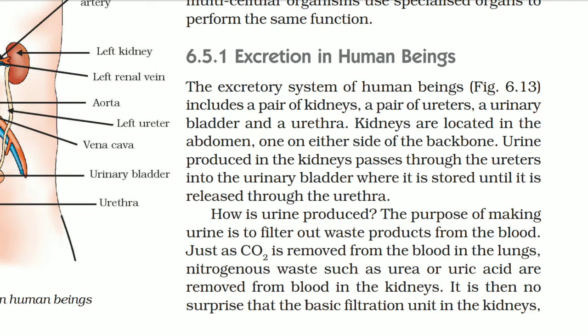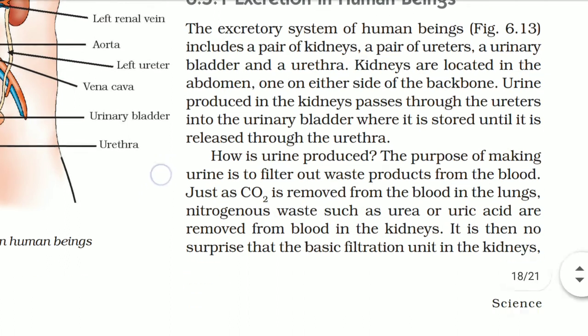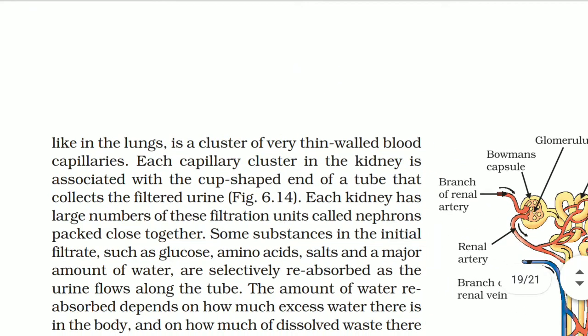How is urine produced? The purpose of making urine is to filter out waste products from the blood. Just as carbon dioxide is removed from the blood in the lungs, nitrogenous waste such as urea or uric acid is removed from the blood in the kidney. It is then no surprise that the basic filtration unit in the kidneys, like the lungs, is a cluster of very thin-walled blood capillaries. Each capillary cluster in the kidney is associated with the cup-shaped end of a tube that collects the filtered urine.